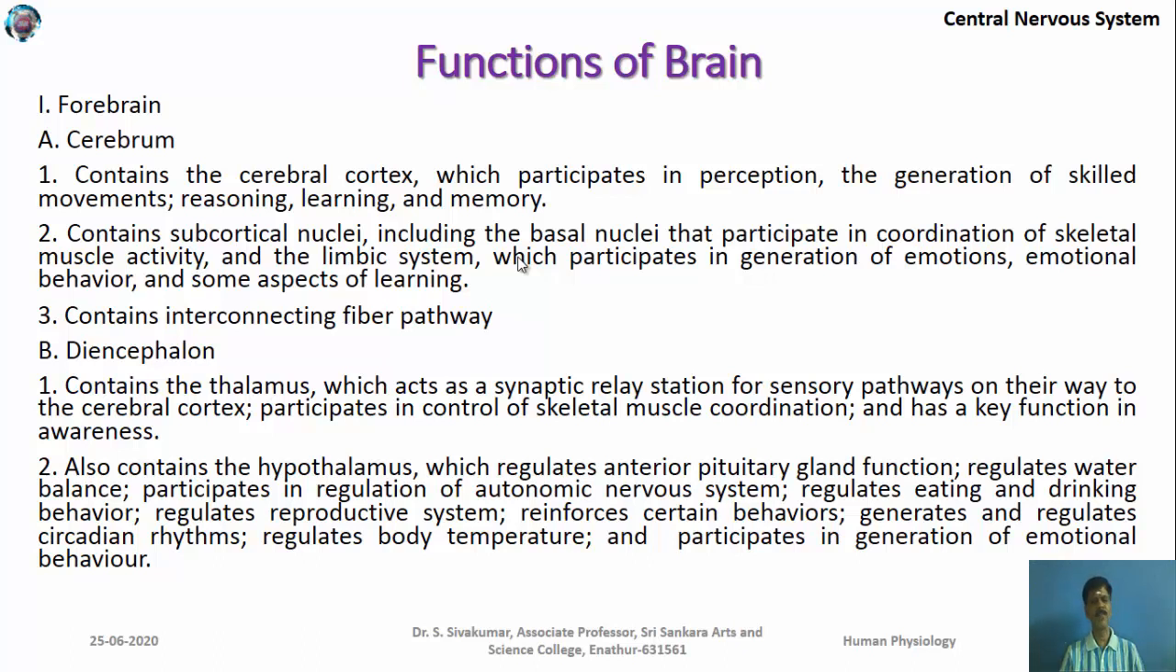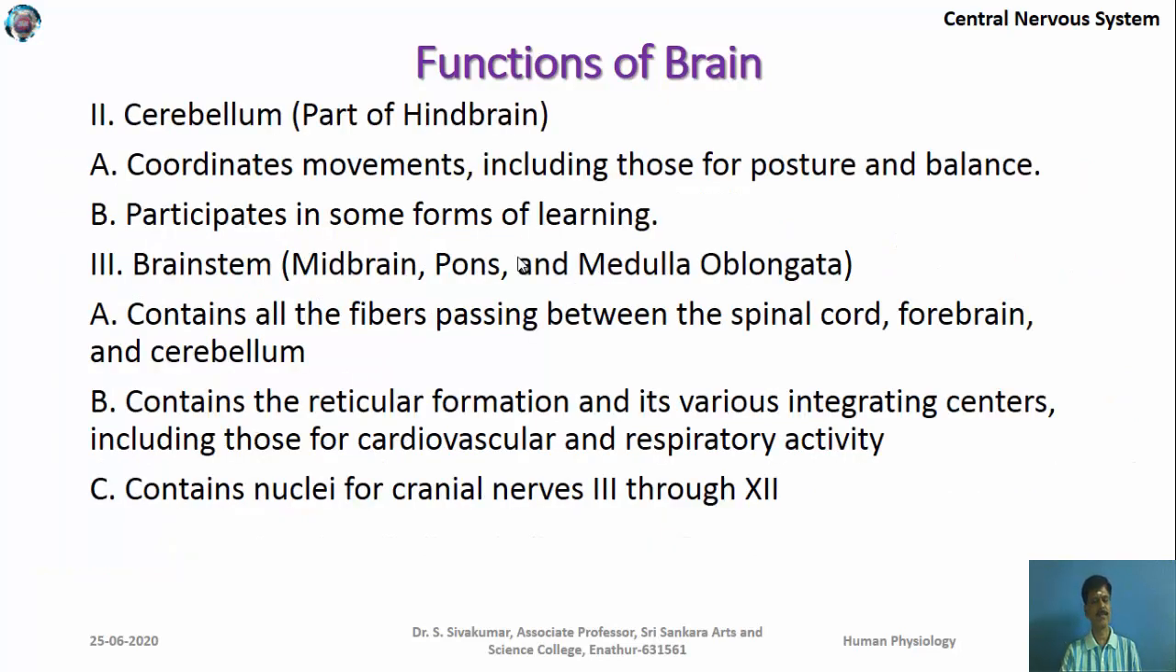When you come to the diencephalon, the diencephalon contains the thalamus, hypothalamus, epithalamus. So the focusing is achieved by the thalamus. If you come to the hypothalamus, it controls the drinking and eating behavior of an individual. Okay, so these are all emotions, regulating body temperature, circadian rhythm. They are all controlled by this diencephalon.